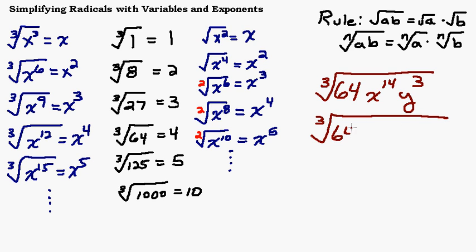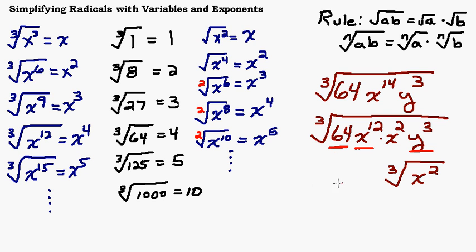64 is good. I'm going to leave that. X to the 14th, I'm going to change that to a 12. So that's divisible by 3. And that's going to leave me 2 left over to make my 14. And y to the 3rd, that's certainly divisible by 3. So I'm good there. So it looks like I'm going to be able to take the cubed root of everything except for the x squared. That guy's good to go. That's good to go. That's good to go. And then what's going to be left inside on my next step, the only thing that's going to be left inside is this x squared.